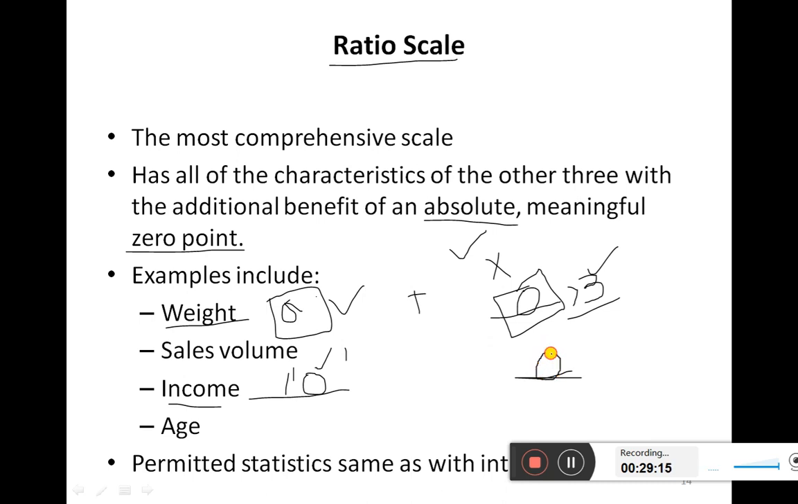Therefore I can write down here 0. Here 0 has a meaning: something is absent. In an interval scale, 0 does not mean that something is really absent. Something is there.